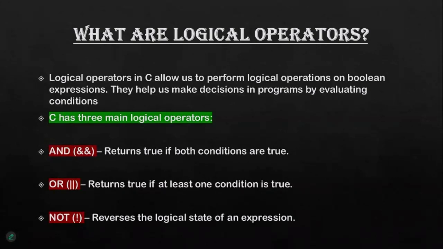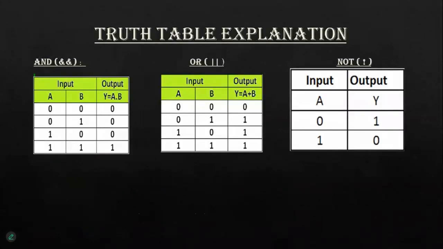Next slide. This is the explanation of the truth tables. There is a truth table of the AND operator, OR operator, and NOT operator. First, the truth table of the AND operator. There are two inputs and one output. When both inputs are 1, the output will be 1. After that, if one input is 0 and the second input is 0, it will give 0.